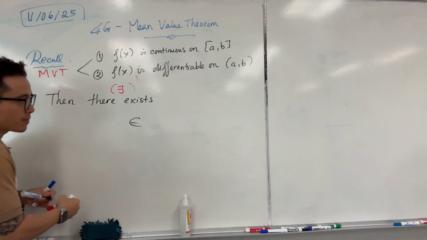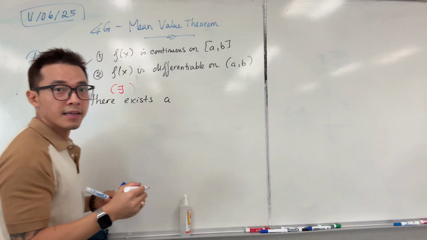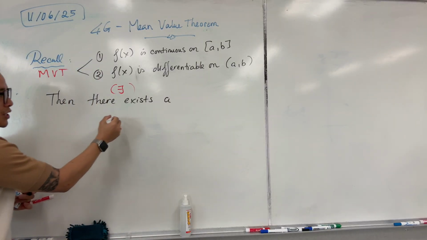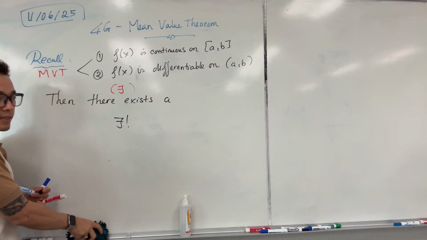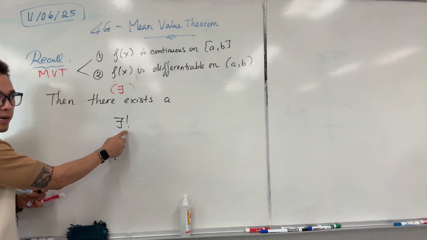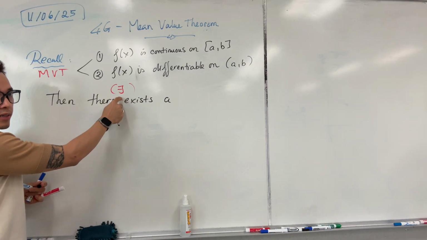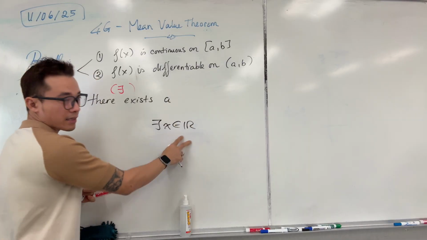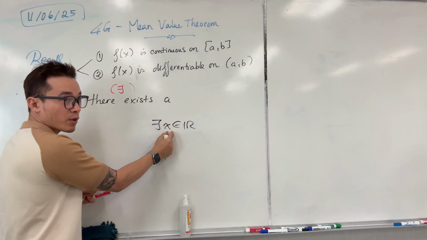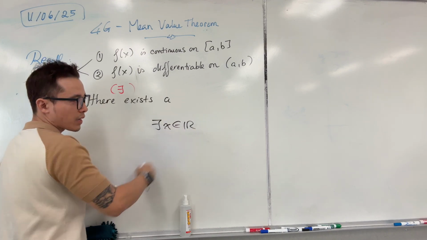That's the math symbol. There exists at least one. There exists unique means there exists only one, and then they put an exclamation mark. So there exists x in R means there exists a value x that belongs to the real numbers. That's the way you do it.